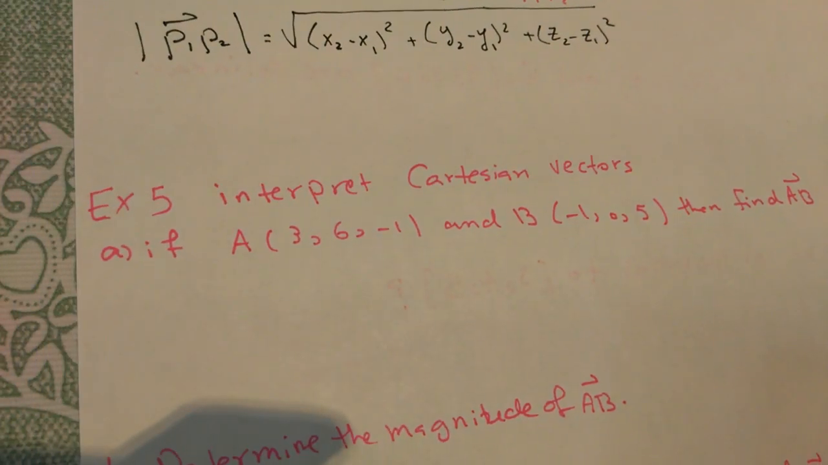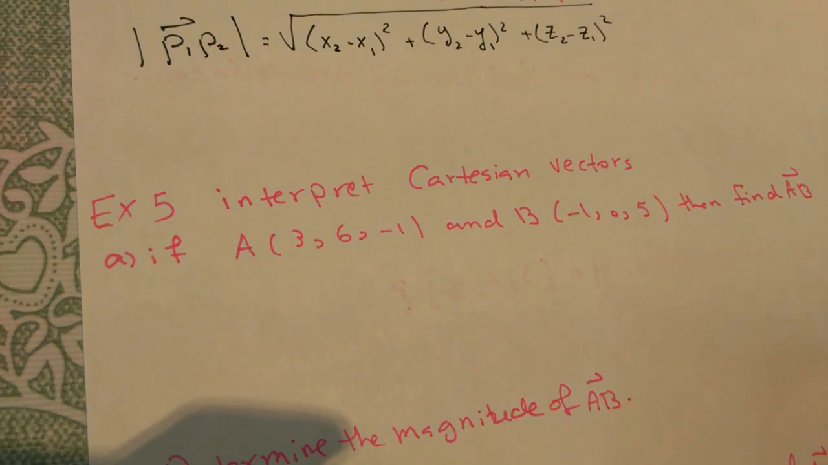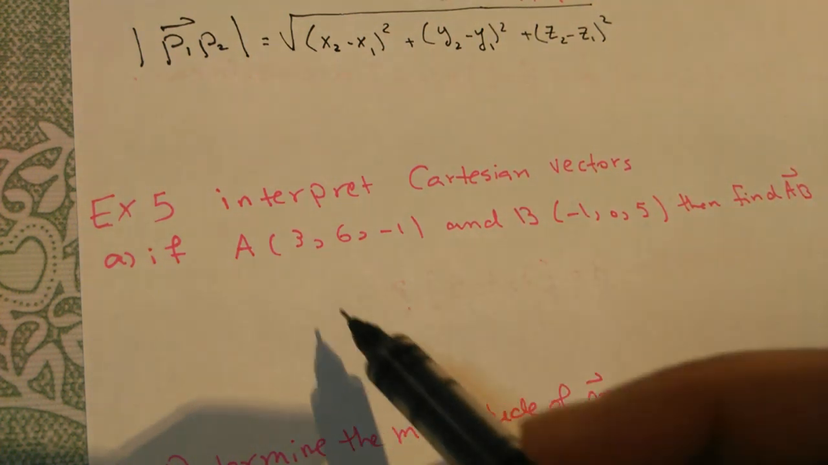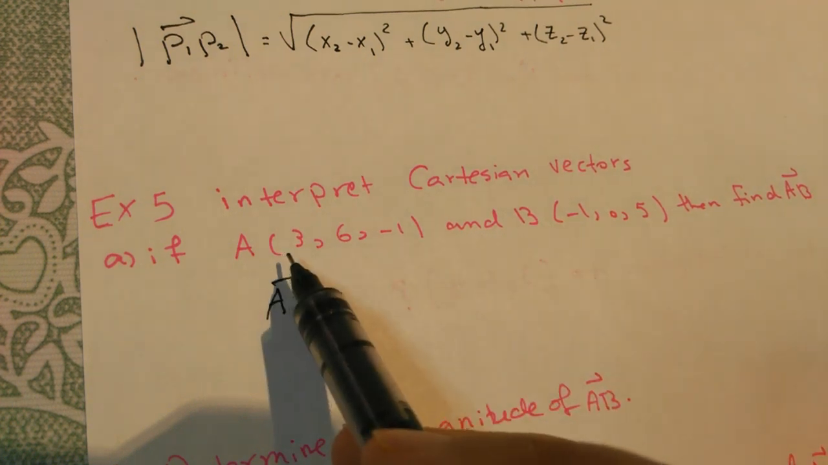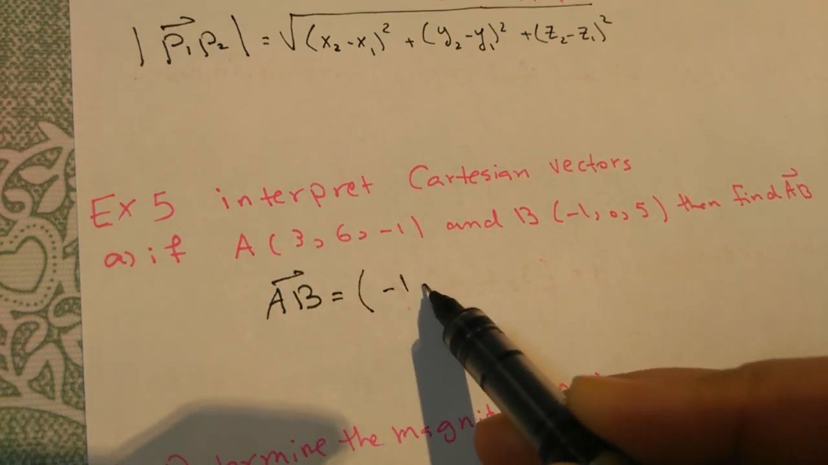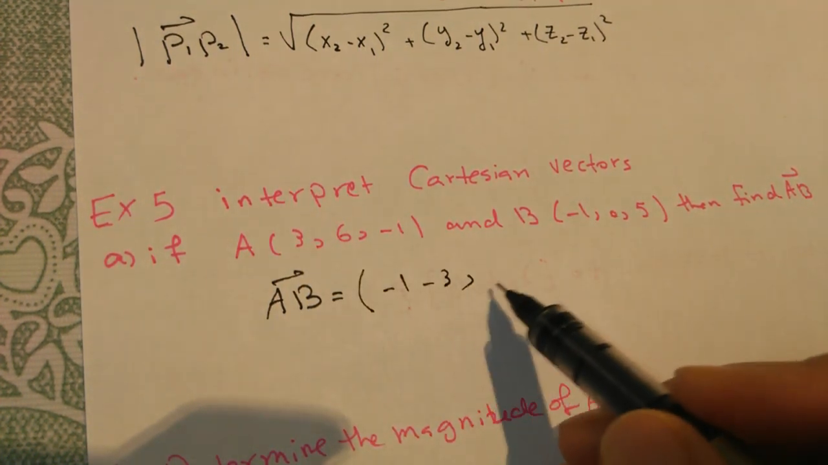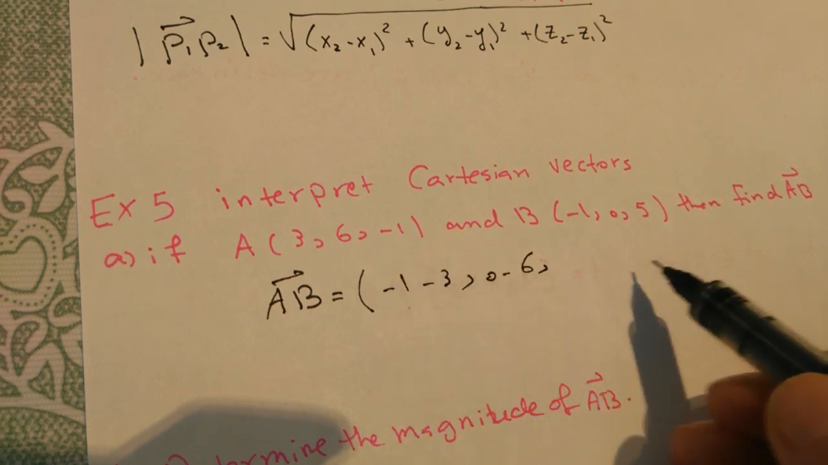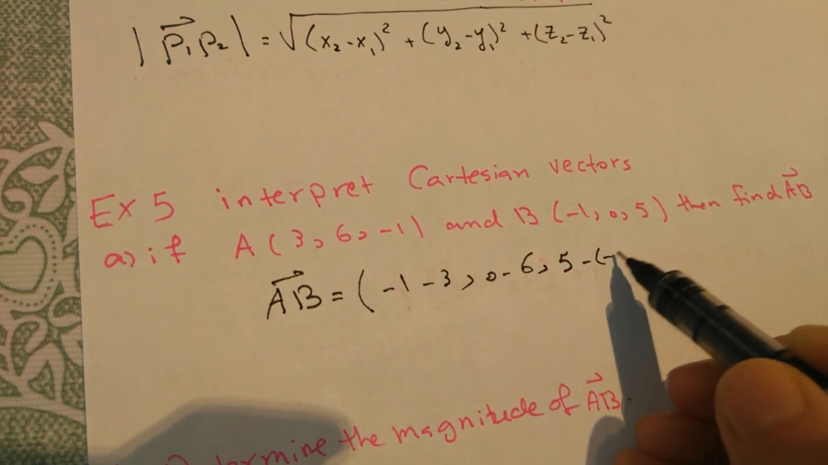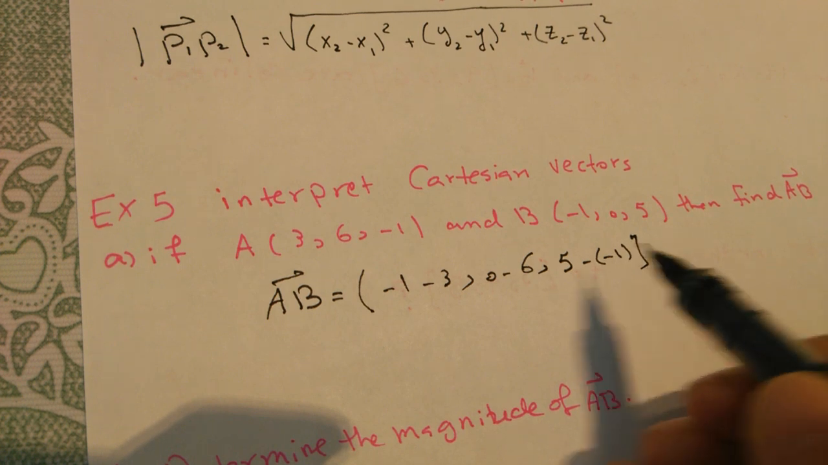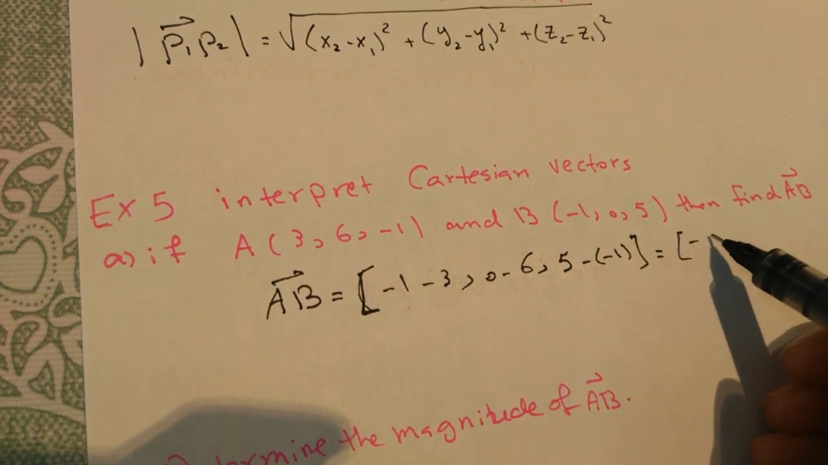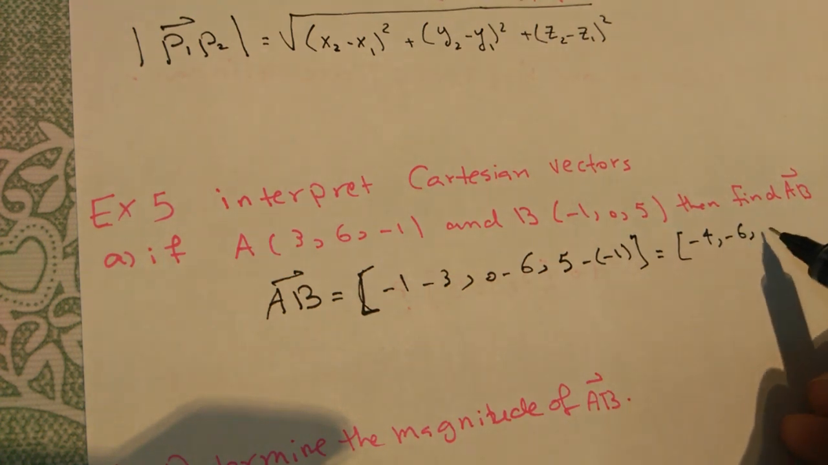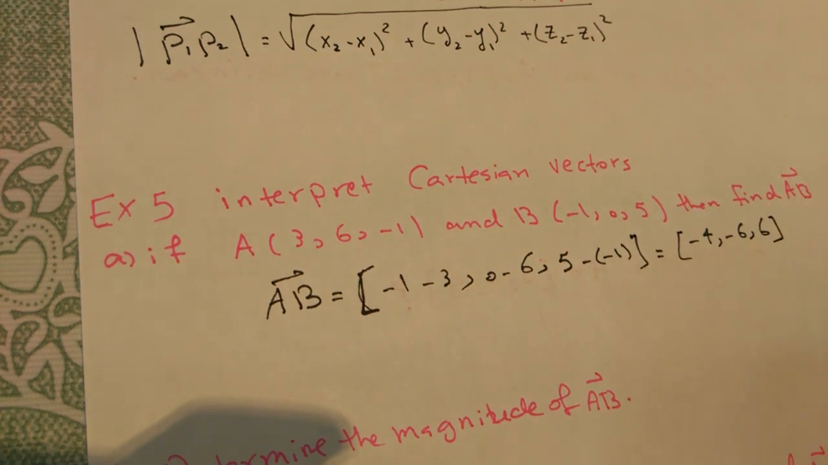So example 5: given Cartesian vectors, find AB. Okay, AB, of course, is going to be B minus A. It's going to be negative 1 minus 3 for the x component, 0 minus 6 for the y component, 5 minus 1 for the z component. Just close the bracket like this. So it's going to be negative 4, negative 6, and 4.